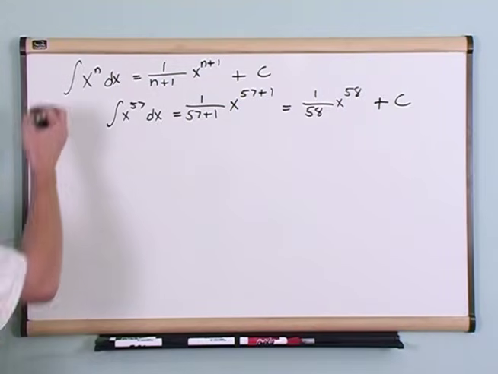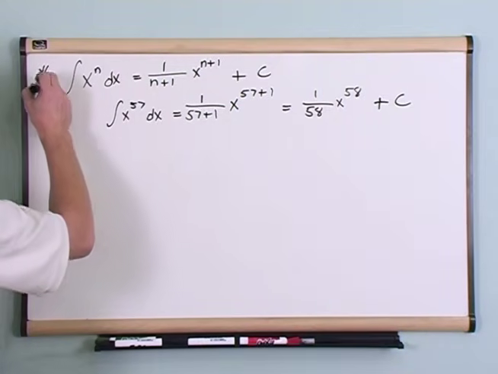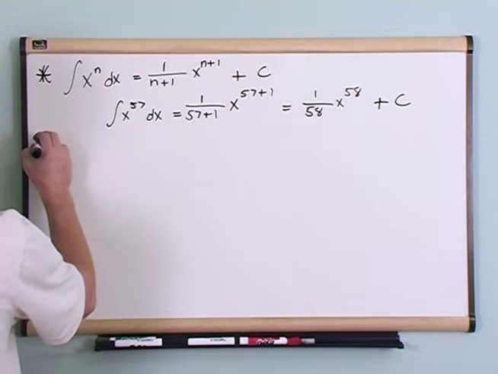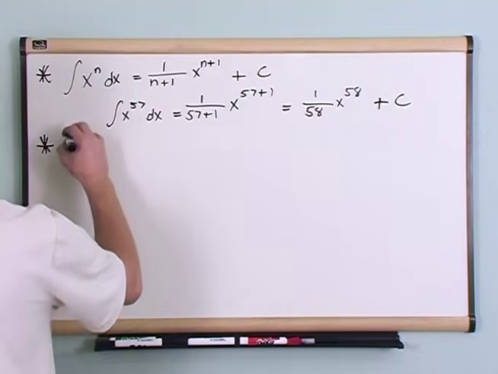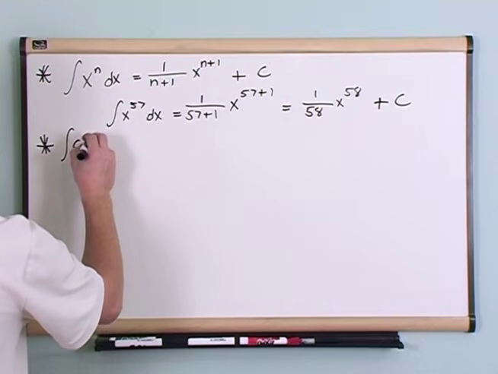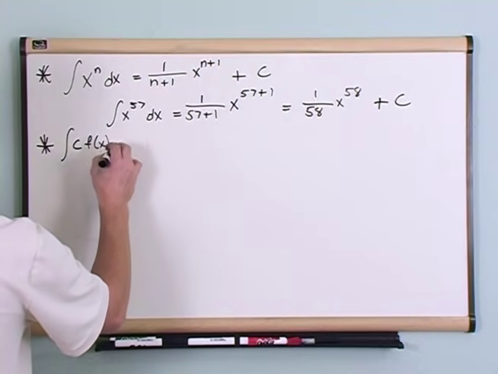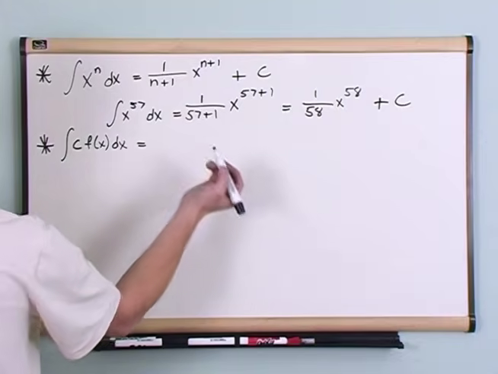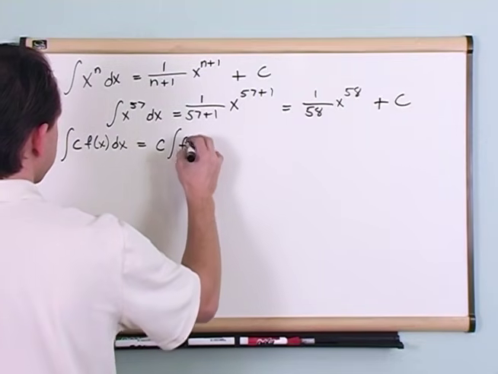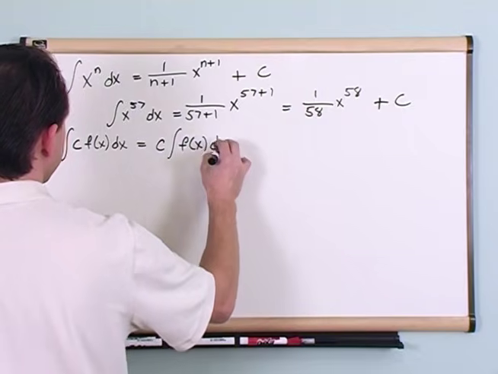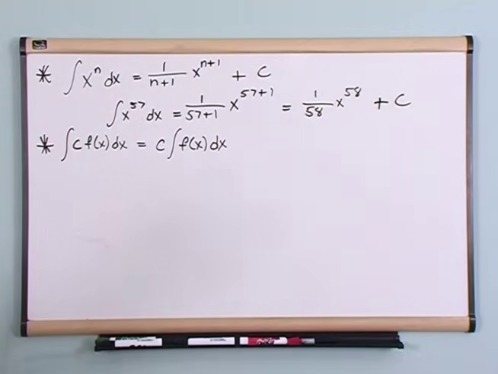Another property, so I'm going to put a little asterisk here by the important properties. You might want to write these down as we go if you don't already have them in your book. If you have the integral of a constant times a function of x over dx, well, that's simply the following. You take the constant out, and then you integrate what's left over. That's very similar to a derivative. When it was a derivative, you take the constant out, and then you take the derivative. So it's the same thing.